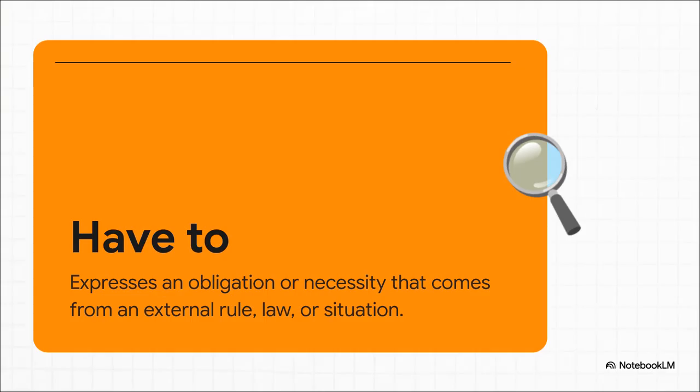You use this one for rules that come from the outside. Think of laws, company policies, or just situations you can't control. For instance, I have to wear a uniform at school. It's not my personal desire, right? It's the school's rule. The obligation is external. It's coming from outside of me.